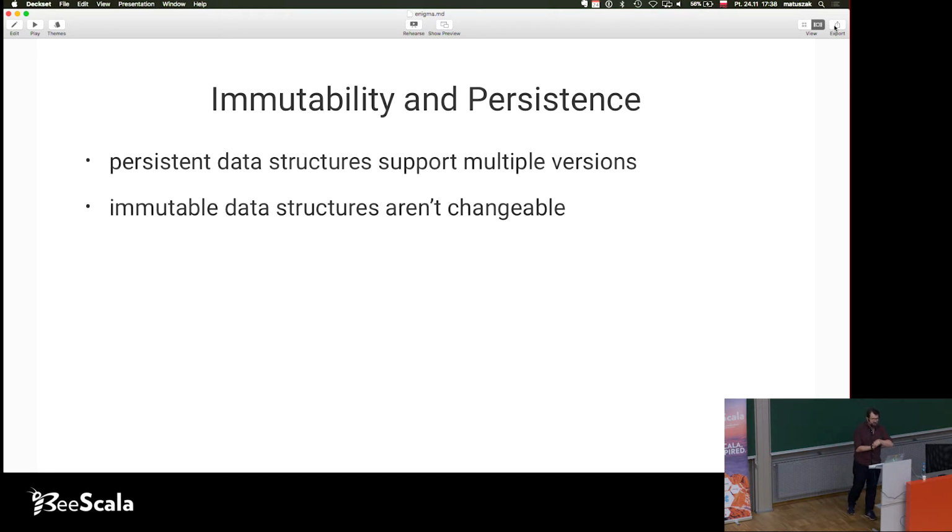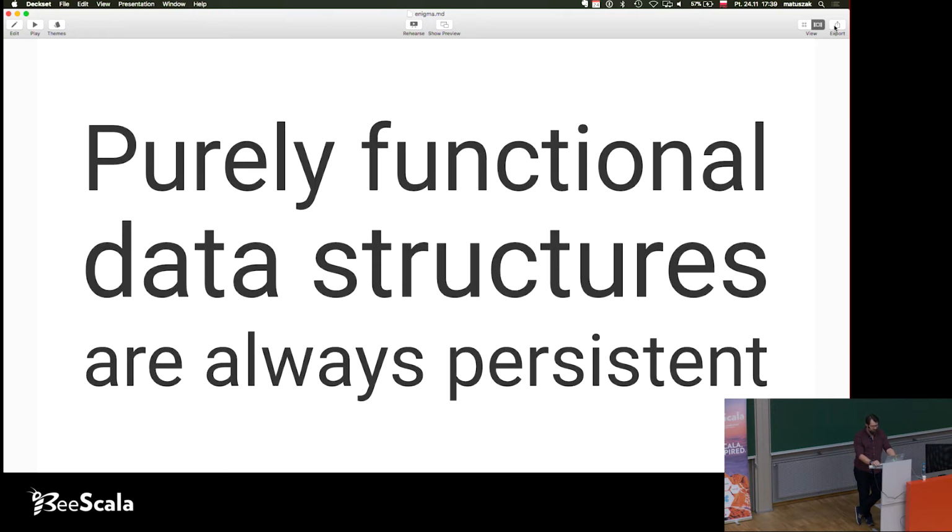Immutable data structures are the data structures which don't change. So they usually don't even care about supporting previous versions. And usually these terms are used interchangeably, and so I will do. And why am I talking about this? Because purely functional data structures are always persistent. So they always leave a trail behind with the previous versions.